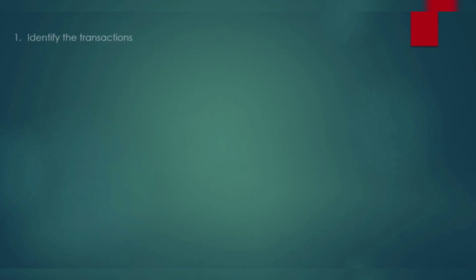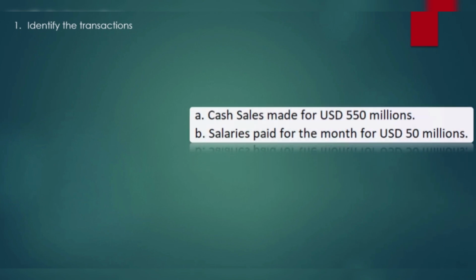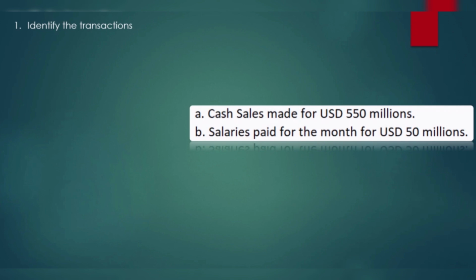The first step here is basically to identify the transactions. Here, let's take two examples. The first one is a normal sales made by the company for $550 million. Now, to make that sales, some salaries are also being paid to its employees for the month for $50 million. So we have identified the transactions.